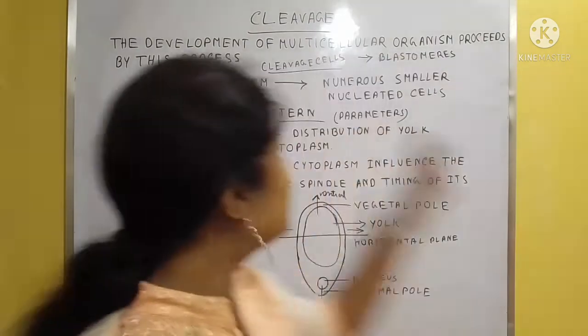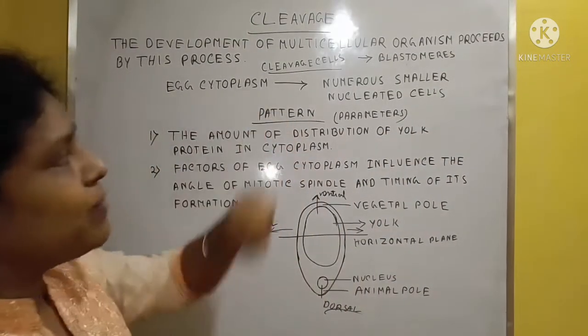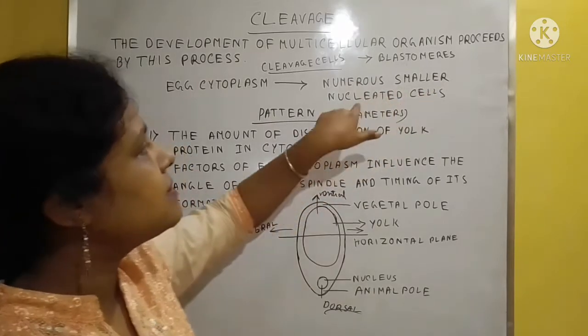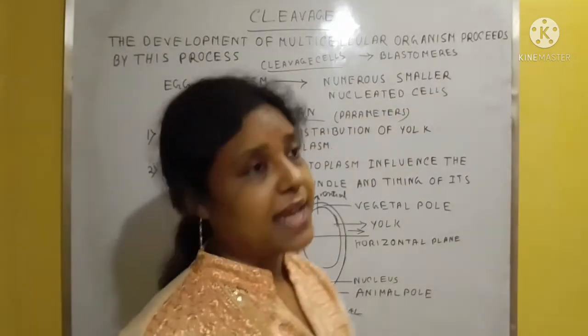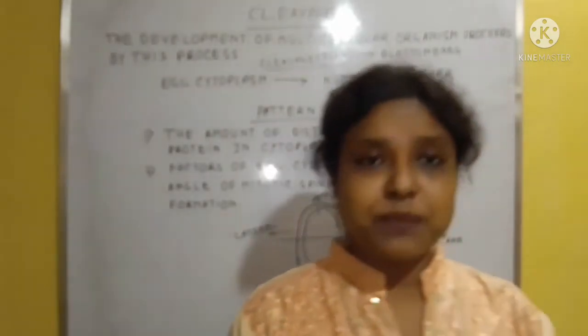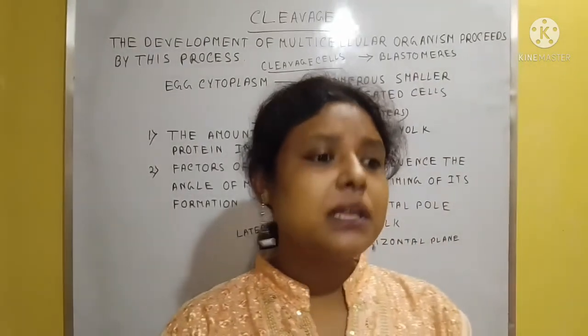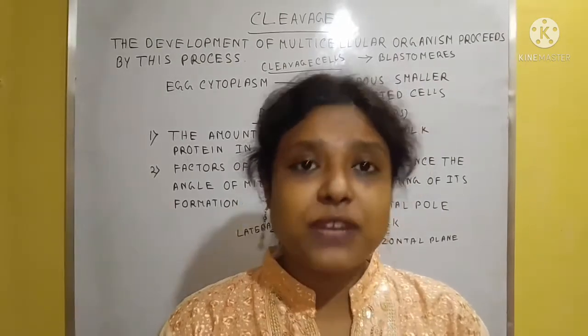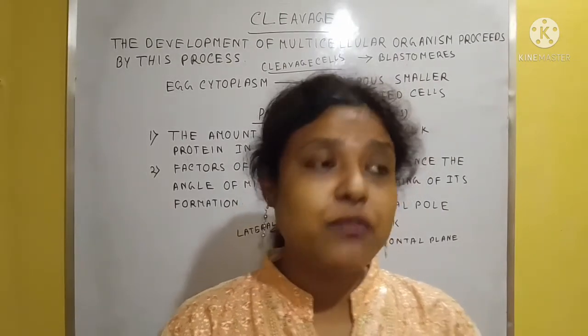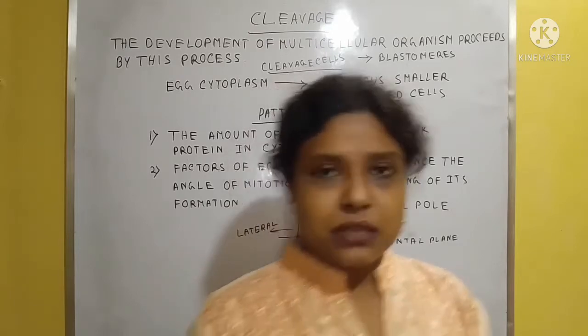So this is the process by which the egg cytoplasm changes into numerous smaller nucleated cells, and the pattern is totally dependent on the yolk material and some factors present in the egg cytoplasm. Now we learn about what types of cleavage, that means what patterns of cleavage we can see in different types of animals or species. Clear?